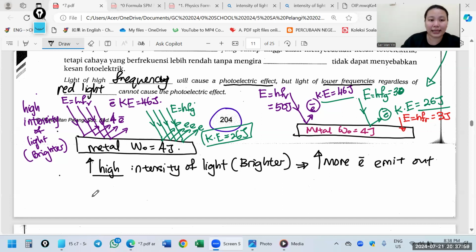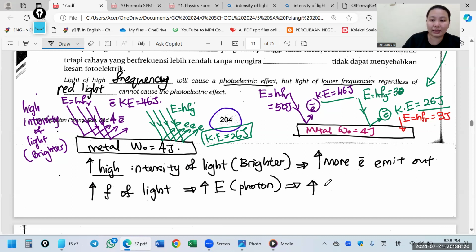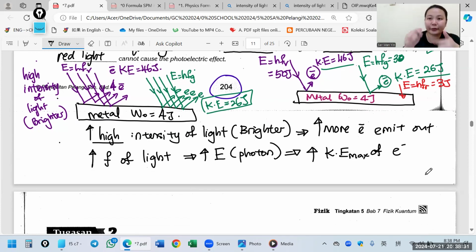Okay, so now high frequency of light means higher photon energy. Photon means energy, means higher maximum kinetic energy of electron. Yeah, very good conclusion. Photon energy, E equals hf.